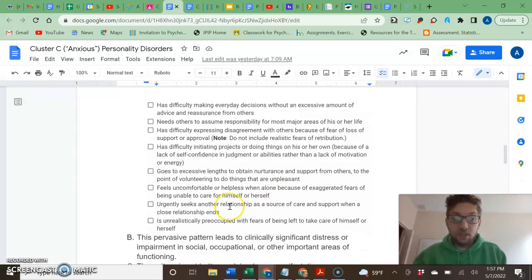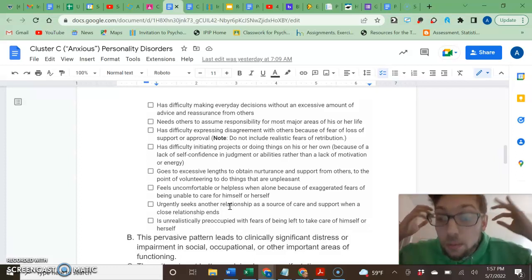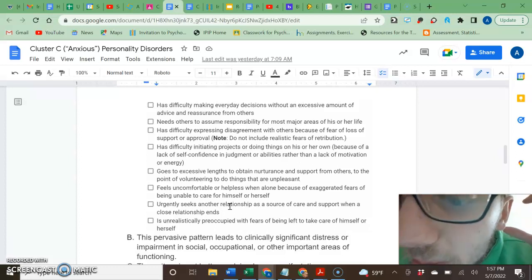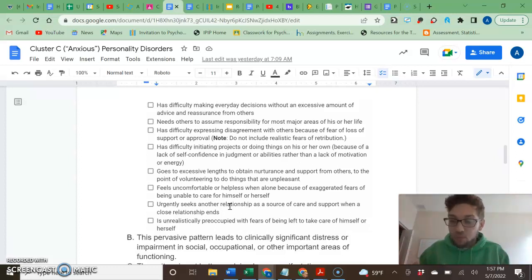So examples here: needs others to assume responsibility for major areas of life, has difficulty initiating projects or doing things on their own, urgently seeks another relationship as a source of care and support when a close relationship ends, unrealistically preoccupied with fears of being left. So all this stuff is going on in their head of like, people are going to abandon me, people are going to abandon me. Without that being really based in anything logical.